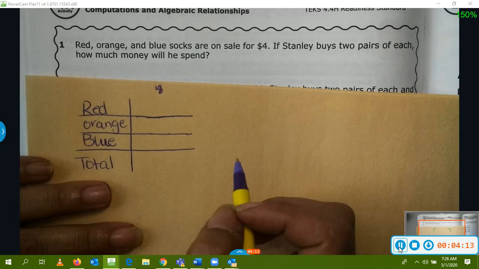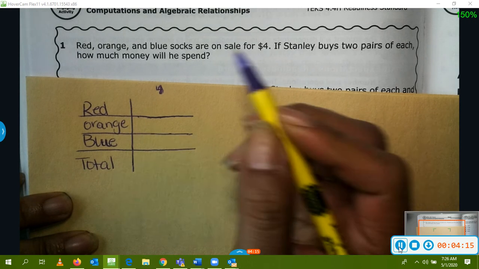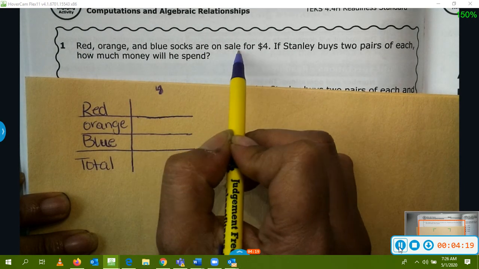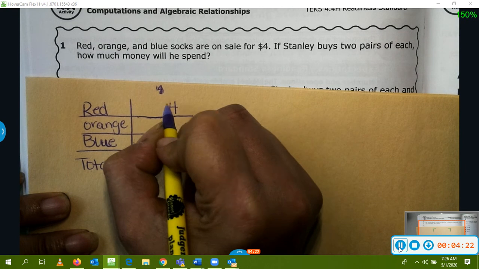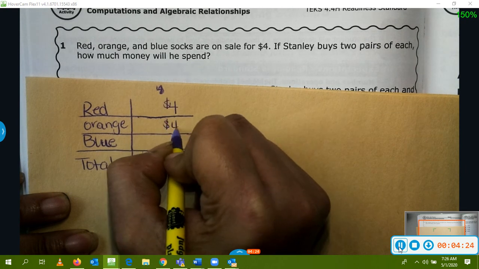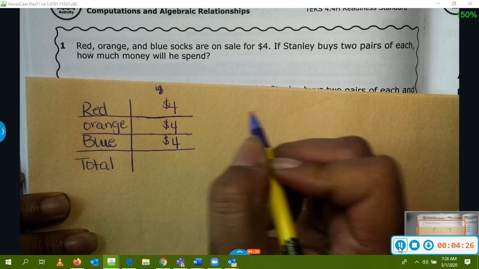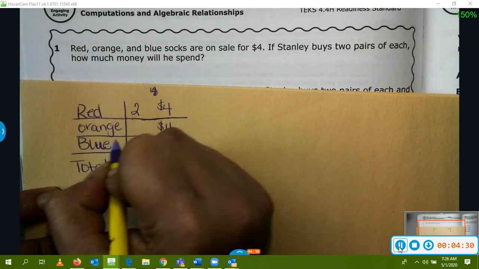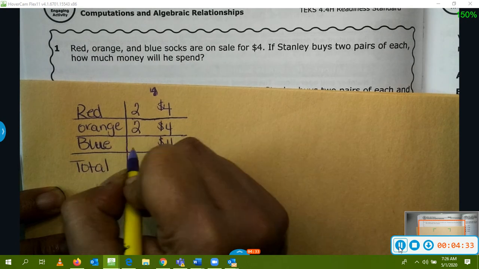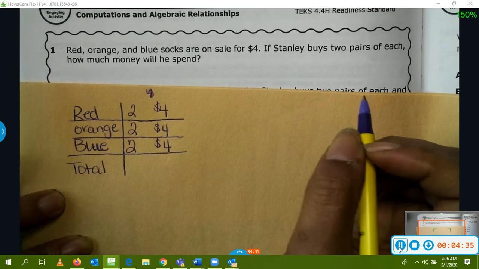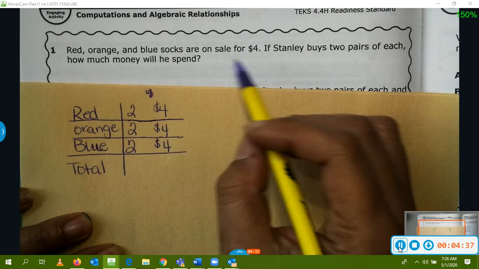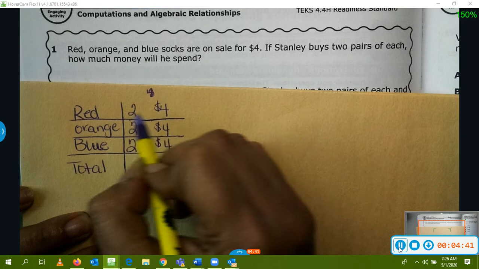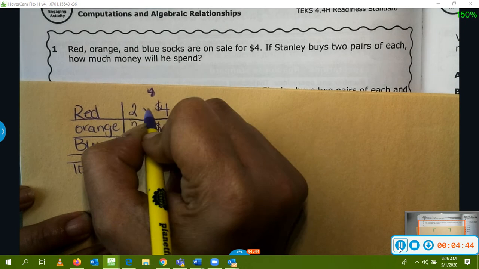Okay, so red, orange, blue. This is my picture. Red, orange, blue, right? And they sell for $4. Each one of them is $4, right? If Stanley buys 2 pairs of each, so red, he buys 2 pairs. Orange, he buys 2 pairs. Blue, he buys 2 pairs. So, how much money will he spend? How do we know? If he has 2 pairs of red and they're $4 each, we have to multiply.